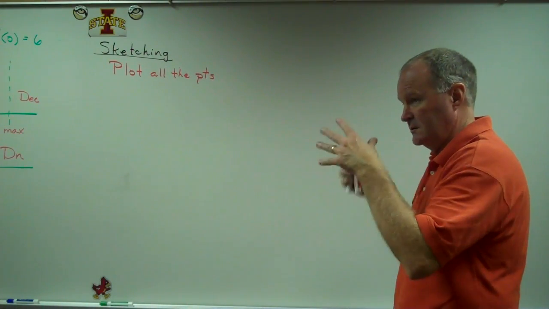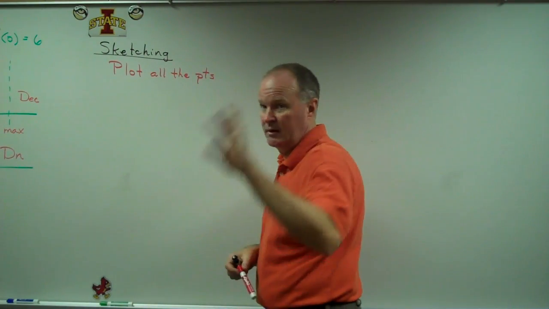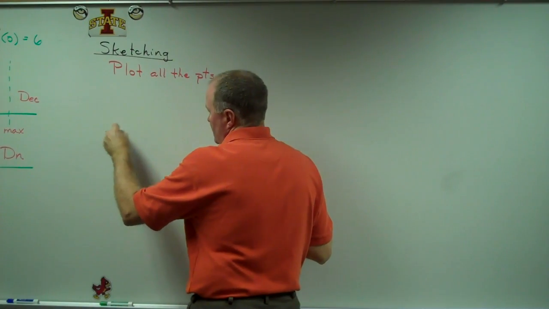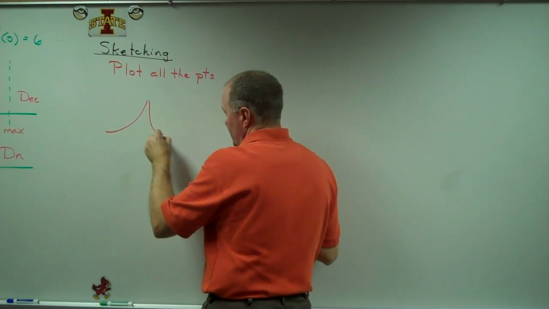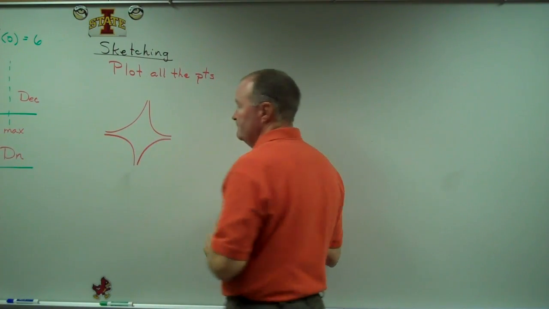We use the first and second to get us information to go do what we need to do. When we go connect the dots after we've plotted all the points, you've got one of four ways to draw them. This way, this way, this way, or that way.